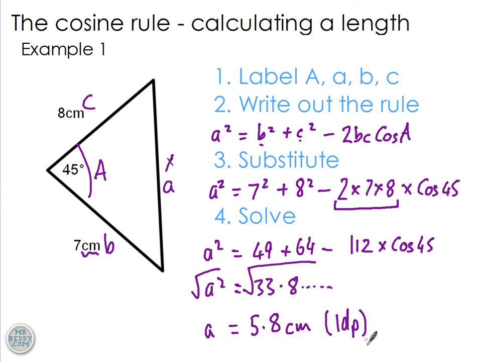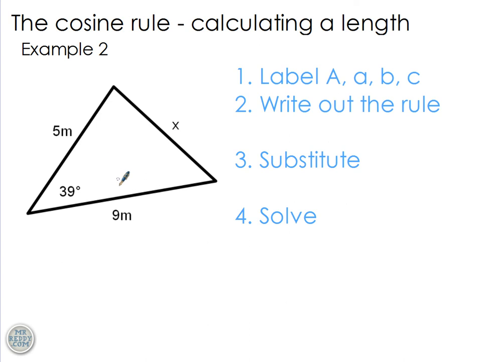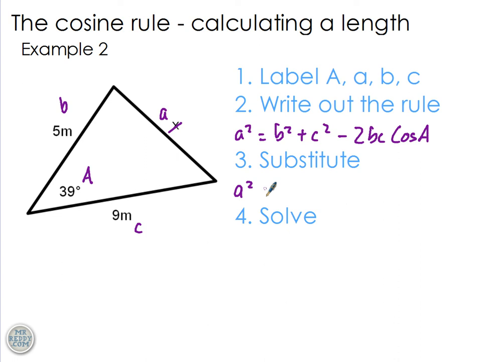Number 1 done. Example number 2. Label a, big A, little a, B, C. So I said that was always going to be my A, my unknown. In that case, that's going to be big A. We'll make that little b, we'll make that little c. A squared equals b squared. Come on, you can do this now. Minus 2bc cos A. A squared equals 5 squared plus 9 squared minus 2 times 5 times 9 times the cosine of 39 degrees. Solve it.